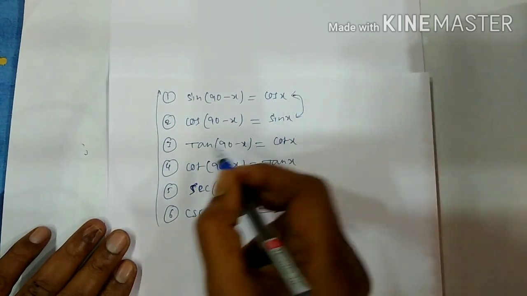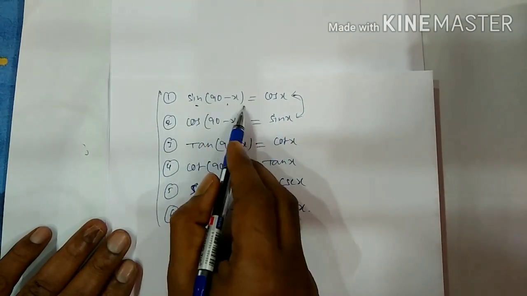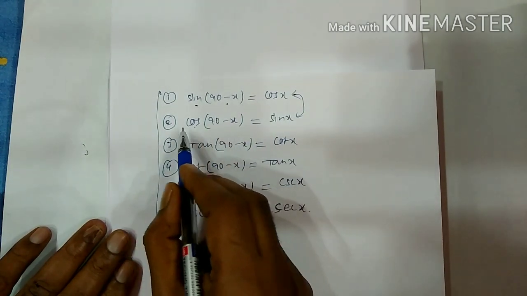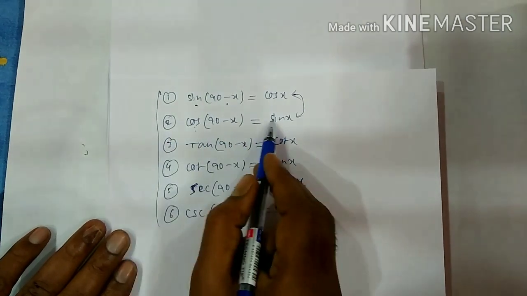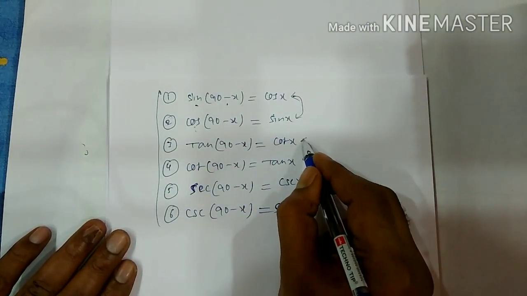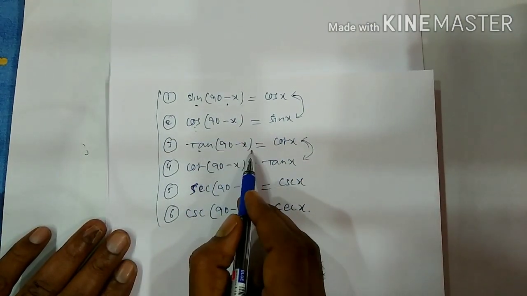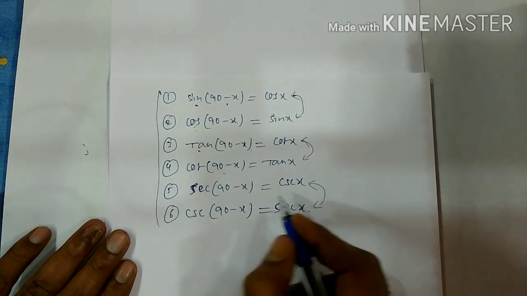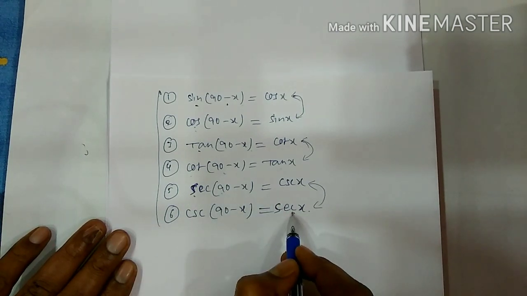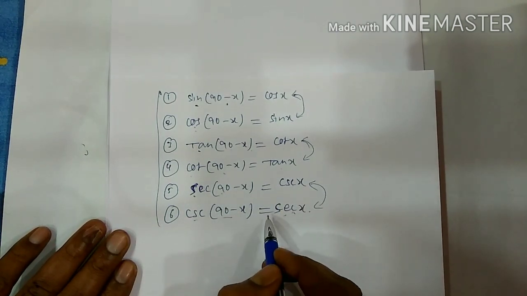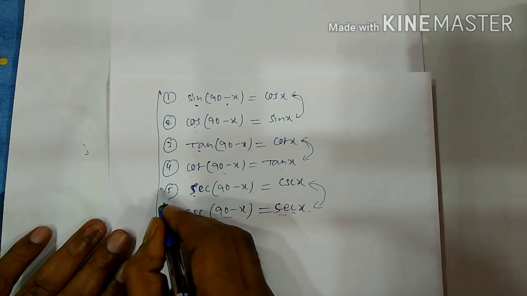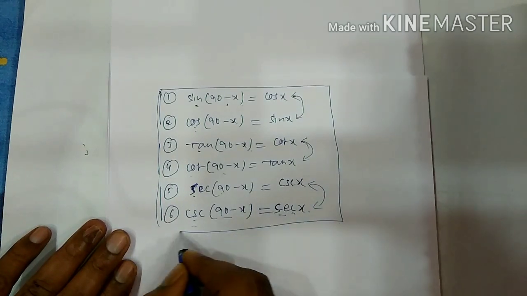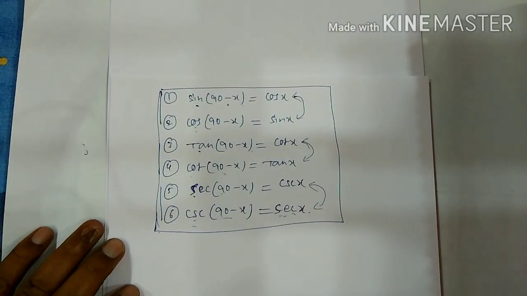Sin 90 minus X means cos X, and cos 90 minus X means sin X. These two are opposite to each other, observe them. Tan 90 minus X means cot X, and cot 90 minus X means tan X. Observe these two. Secant 90 minus X is equal to cosecant X, and cosecant 90 minus X is equal to secant X. These two are one group, these two are one group, and these two are another. So these are the complementary angles formulas.